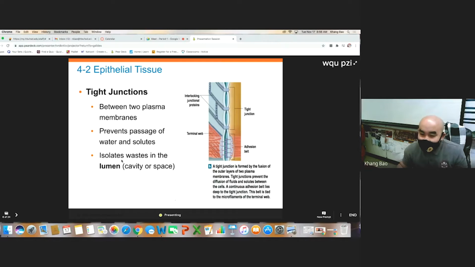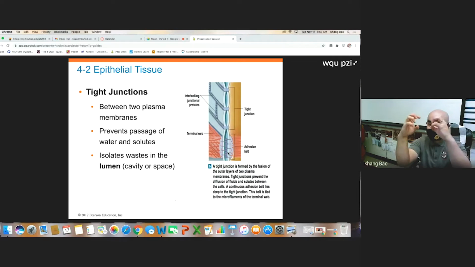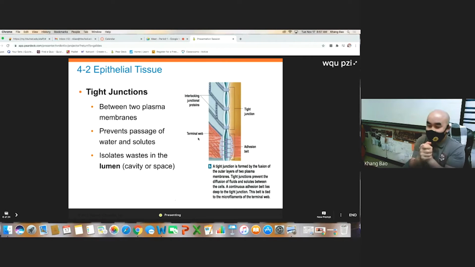It isolates, right? It isolates, making sure that the two epithelial cells or tissue, remember epithelial cells make up tissue, are not leaking through. Things are not moving back and forth, okay? That's the tight junction, to make things tight, so nothing leaks. Hopefully you remember that word.